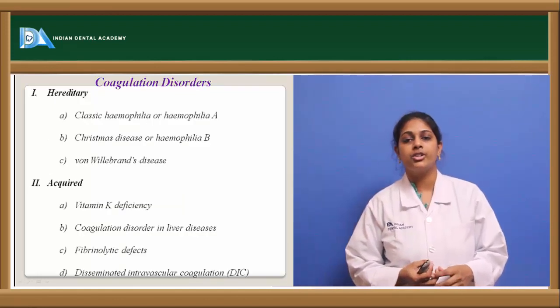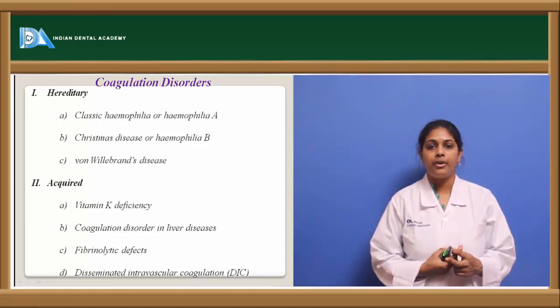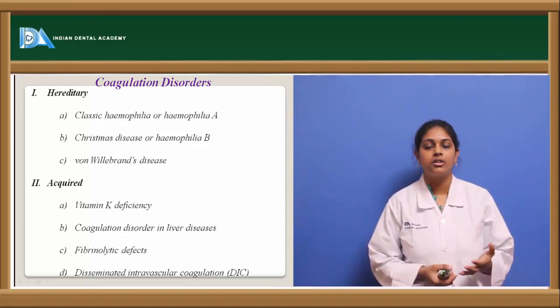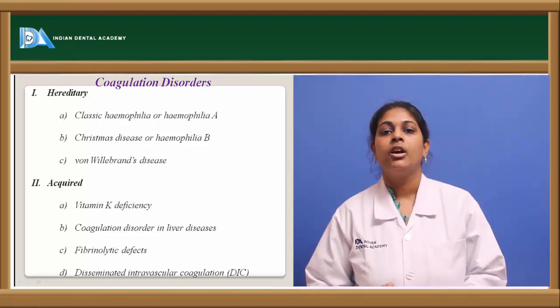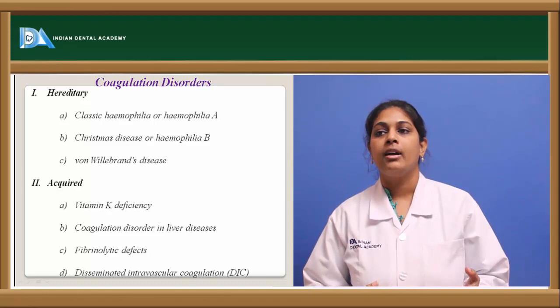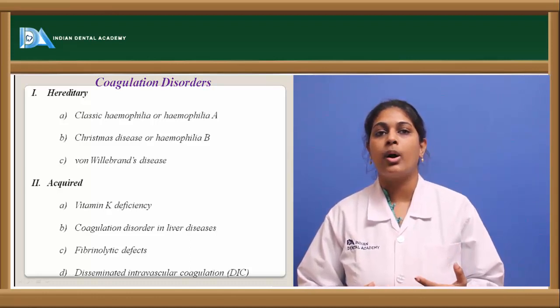Coming to the coagulation disorders, any system which is altered, either in the intrinsic pathway, extrinsic pathway or common pathway, might result in coagulation disorders. These could be hereditary disorders or acquired disorders.